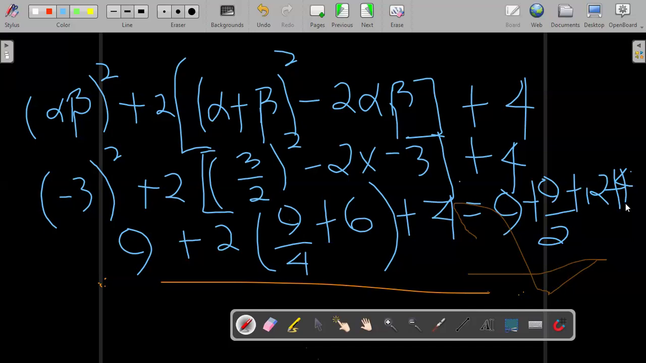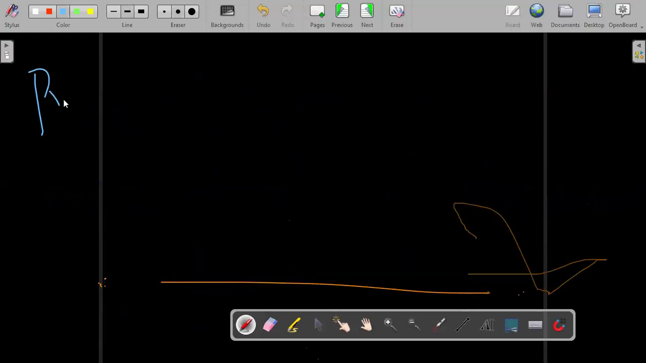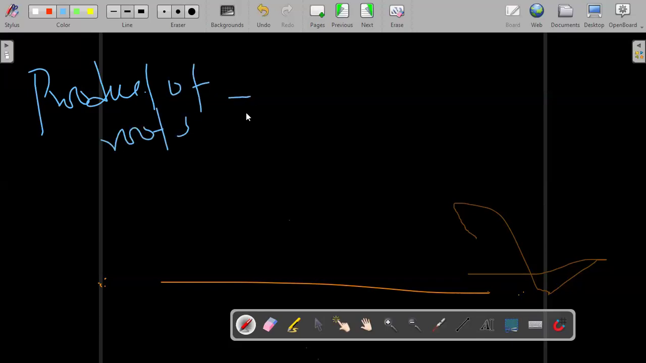If I use the 2 to open the bracket, it will give us 18 over 4, and 18 over 4 is 9 over 2. The 2 times 6 is 12, plus 4. So if I add up, 12 plus 4 is 16, plus 9, that is 25, plus 9 over 4. Then if I take LCM, the LCM should be 4. I'm having 100 plus 9, which is 109. So the product of the roots will give us 109 over 4.